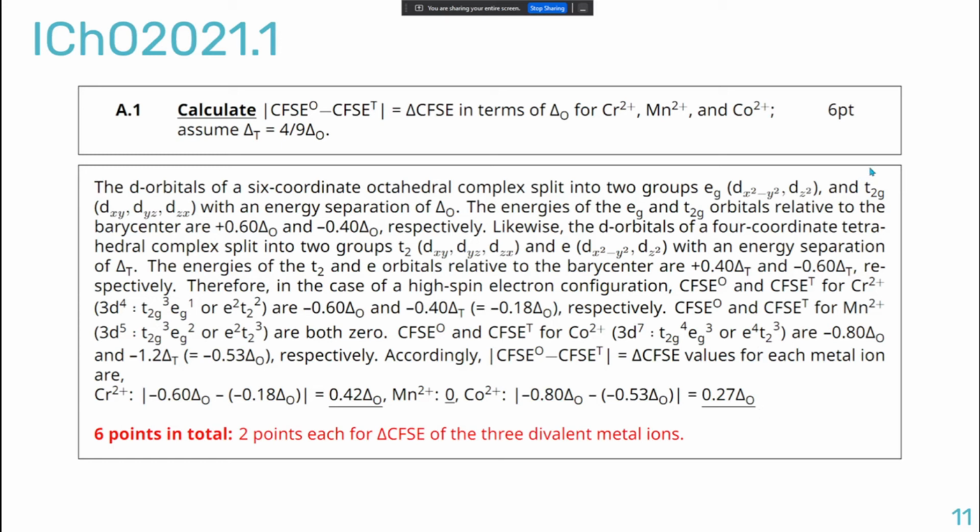Anyway, what you need to do is a lot of calculations. And this is not just comparing numbers. You have to draw the diagrams, fill in the electrons, think about it, and then not make mistakes. Consider high spin, low spin configurations, and then finally get those two numbers. And for manganese, it's 0.